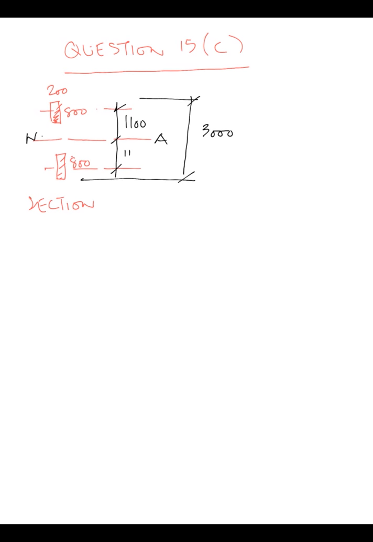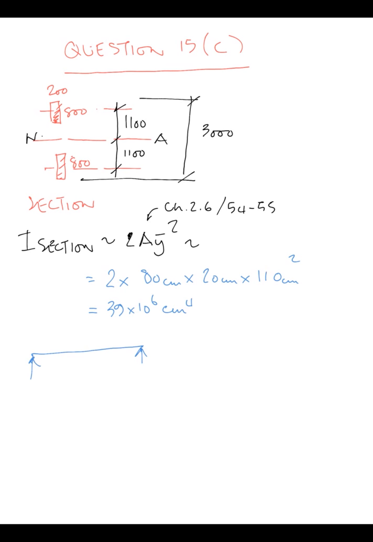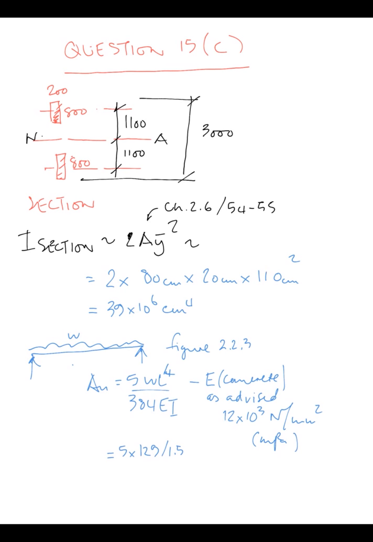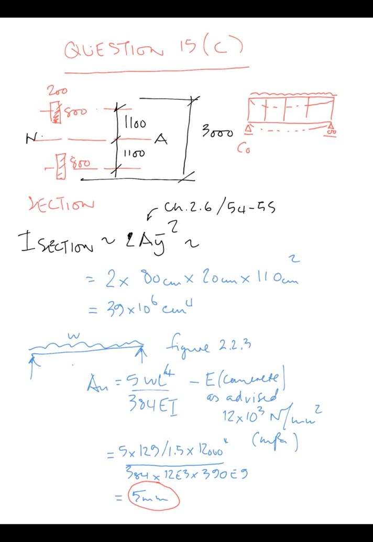Question 15C, and we're going to look at this. We get a neutral axis in the section. We're going to try an effective I section, which is 2AY bar squared. If you look in chapter 2.6, you'll see this. And we come up with an I value of 39 times 10 to the 6 centimeters to the 4. If you take the moment of simply supported beam, 5WL to the 4 over 384EI, put the E value of concrete long term as 12 times 10 to the 3 newtons per millimeter squared, and with consistent units it gives us a deflection of 5 millimeters.